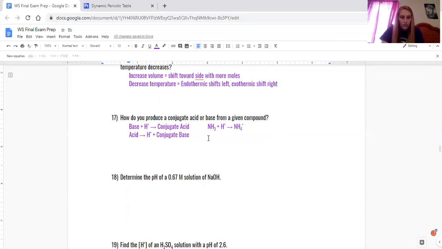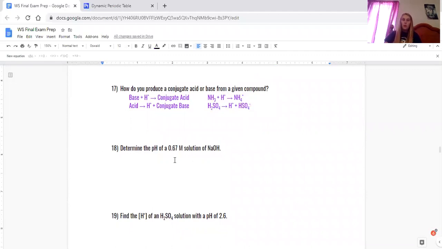And over here, you have H2SO4, and you remove a hydrogen. You end up with its conjugate base, which is HSO4 minus.